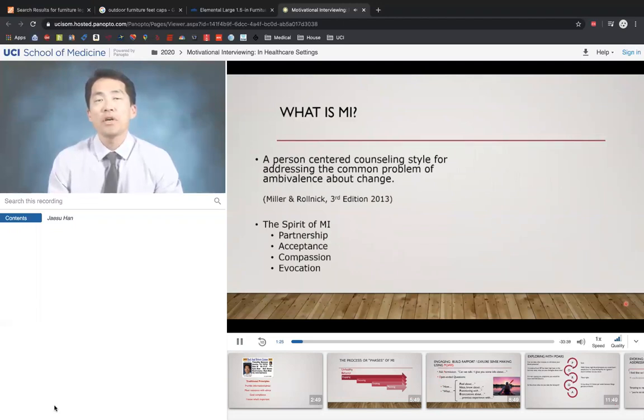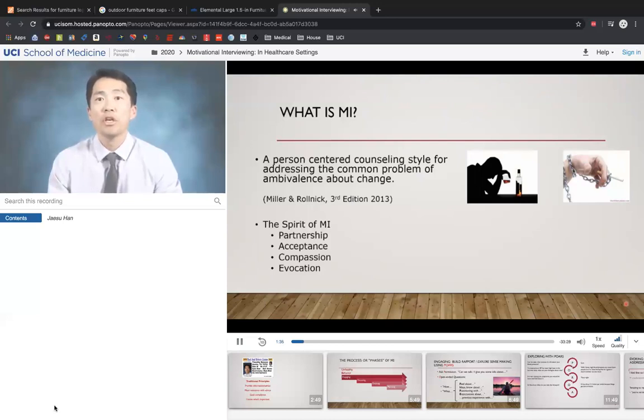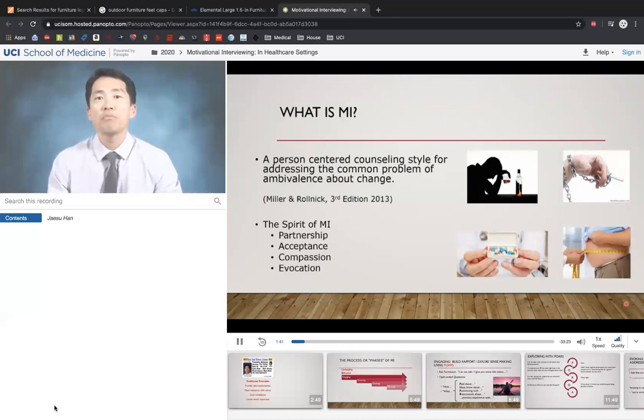This type of counseling style actually began in the field of addiction, where it really helped patients think about their ambivalence about using and not using substances. But then it really expanded to the rest of healthcare, and in particular to the chronic illnesses and lifestyle changes that many of our patients struggle with, and frankly we ourselves struggle with.